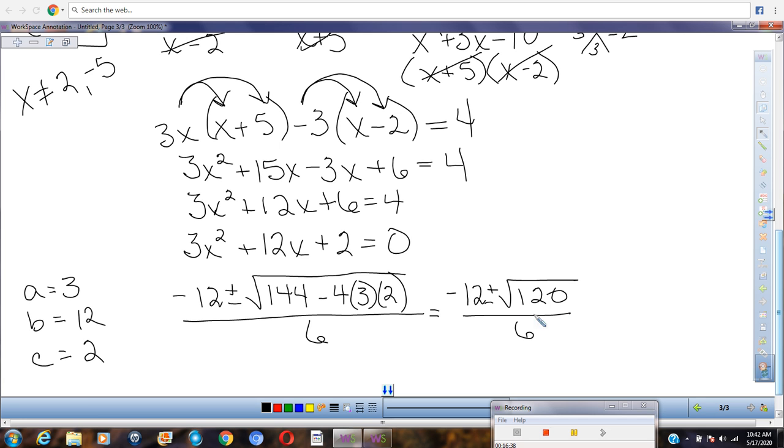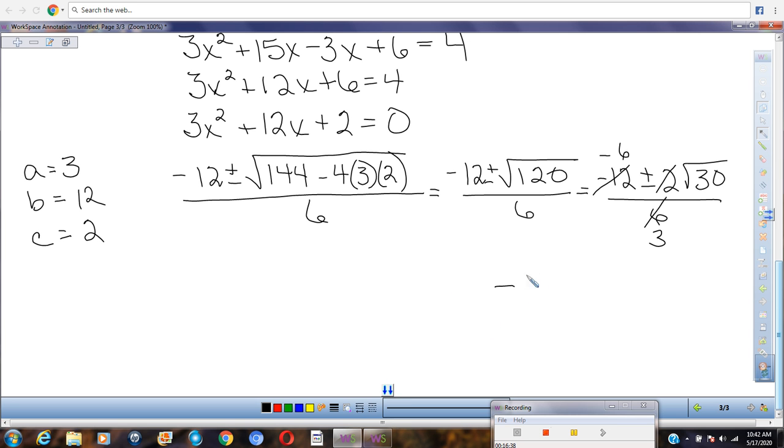Simplifying 120, that is 4 times 30, and 4 means a 2 can come out. So I have negative 12 plus and minus 2 root 30 over 6. And I can reduce that all by 2. So 2 goes into negative 12, negative 6 times. 2 goes into 2 once, and 2 goes into 6 3 times. So our final answer here is negative 6 plus and minus the square root of 30 over 3.